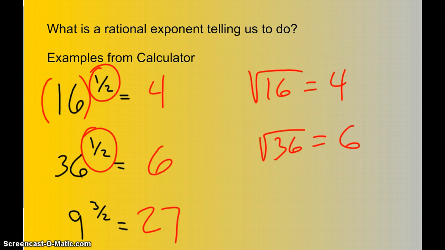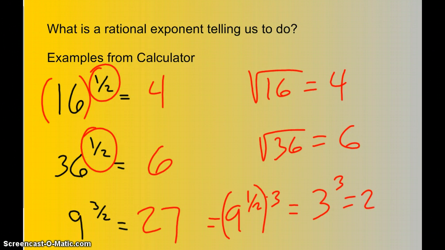And the reason why that occurs is this. I can think of this as 9 to the 1/2 power times 3, because 1/2 times 3 would be 3/2. So this is really 9 to the 1/2 power, to the 3rd power. Which means you take the square root of 9, and then take it to the 3rd power. The square root of 9 is 3. 3 to the 3rd power is 27.